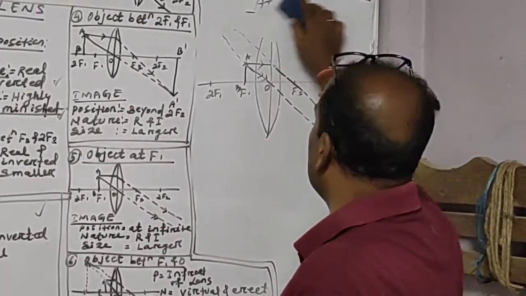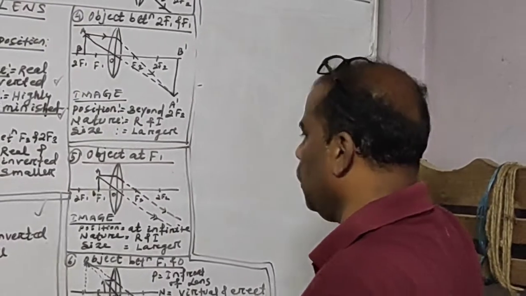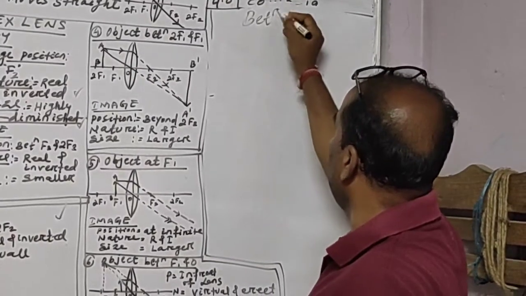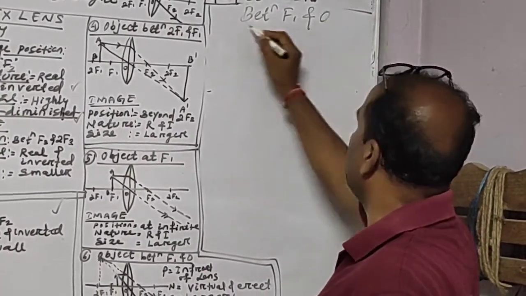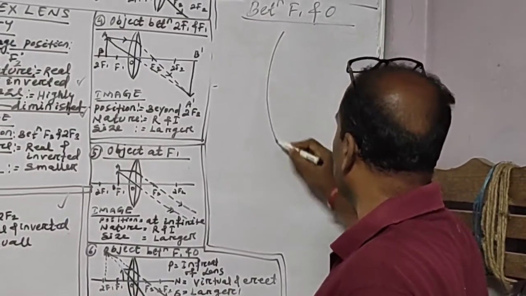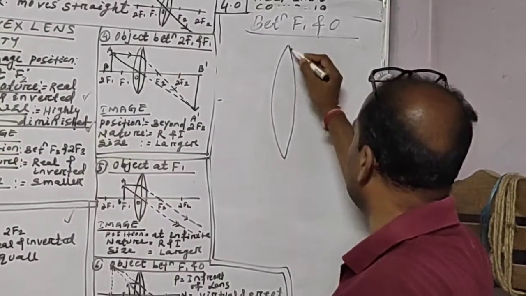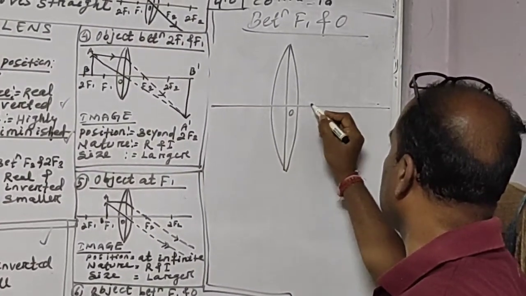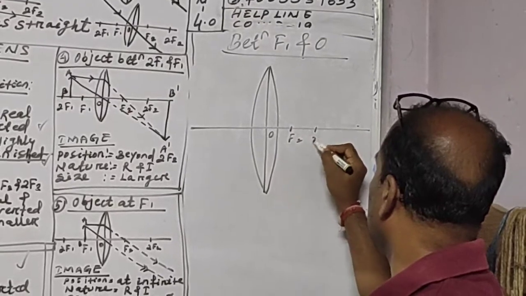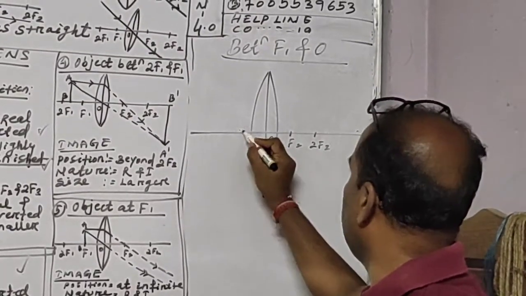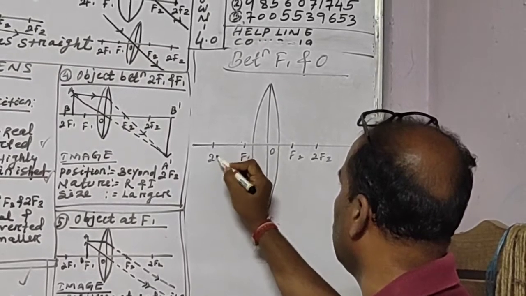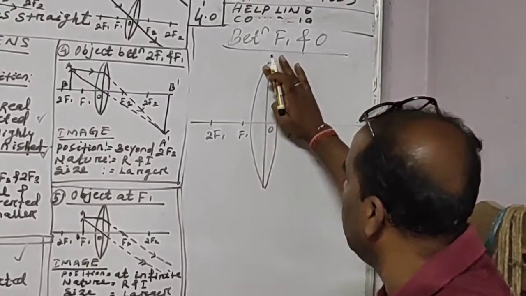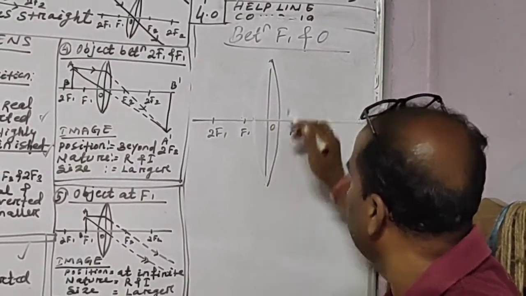The last one we have to come to, that is the object between f1 and O, the optical center. So for that again we have to draw the lens. This is the transverse, this is the principal axis, optical center, f2, 2f2, then f1, then 2f1, like that. Then we have to place where? Write properly.